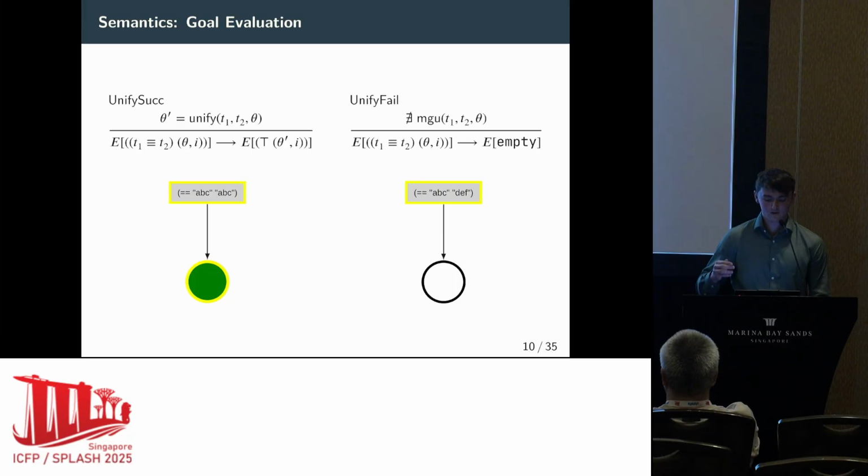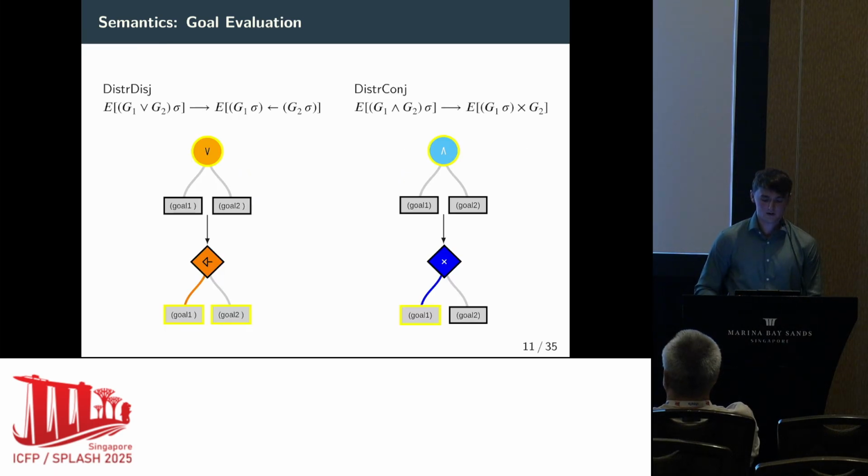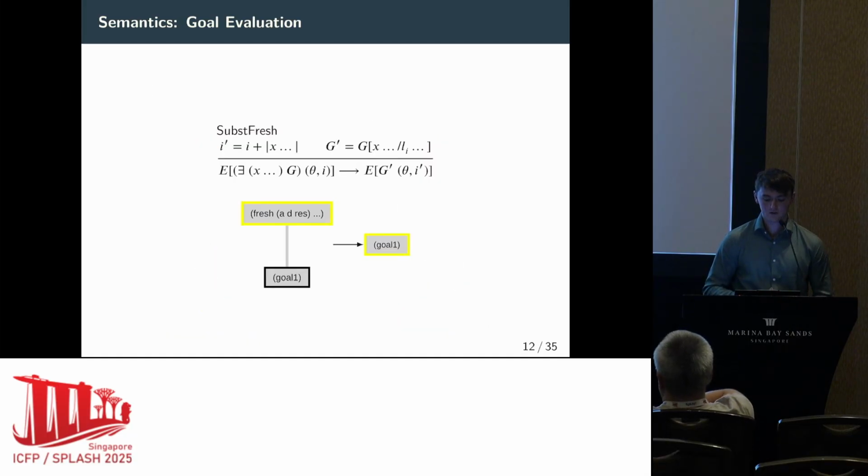If unify fails, then we will replace it with that empty node. And for disjunction, we will simply distribute the state over the two goals. For conjunction, we'll give that state to the first goal and leave the second goal as it is. For fresh, we do the standard: we increment our logic variable counter, and we substitute the variables the user wrote with the logic variables. So visually here, you don't get to see much, but we evaluate the goal below the fresh with the updated state.